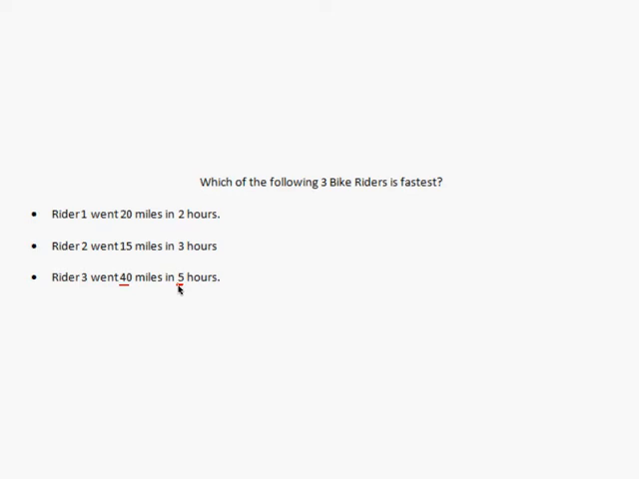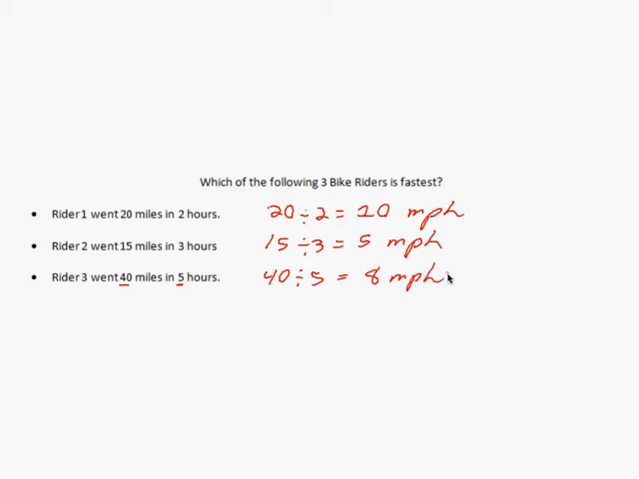We're calculating unit rate. Unit rate is division. We want to figure out how many miles per hour each rider went. So rider number 1 is 20 divided by 2. Rider 1 is going 10 miles per hour. Rider 2 went 15 in 3, so rider 2 is going 5 miles per hour. And rider 3, who went the largest amount of miles in the largest amount of hours, is going 8 miles per hour. So, rider 1. And that's by finding the unit rate.